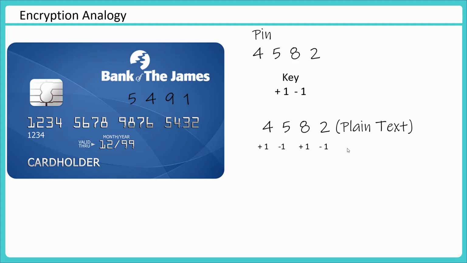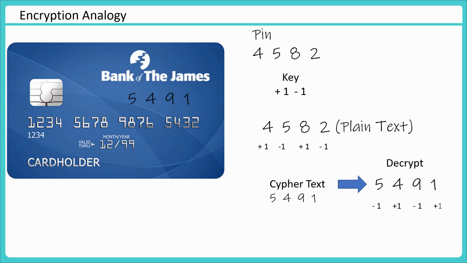So I could use this kind of thing. What we have generated here from the plain text is referred to as cipher text. If I have to use my card now, I will decrypt it. So I'll take the 5491 and reverse the key. Instead of plus and minus, I would say minus and plus, -1 +1 -1 +1, and now I get the actual plain text value which I could leverage to access my account or perform a bank transaction.